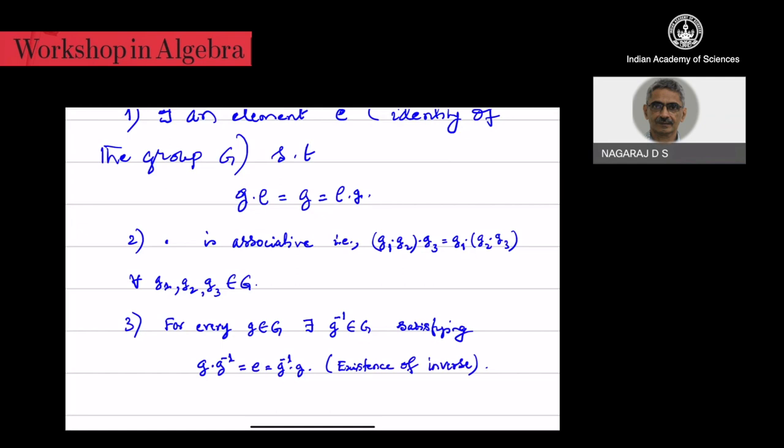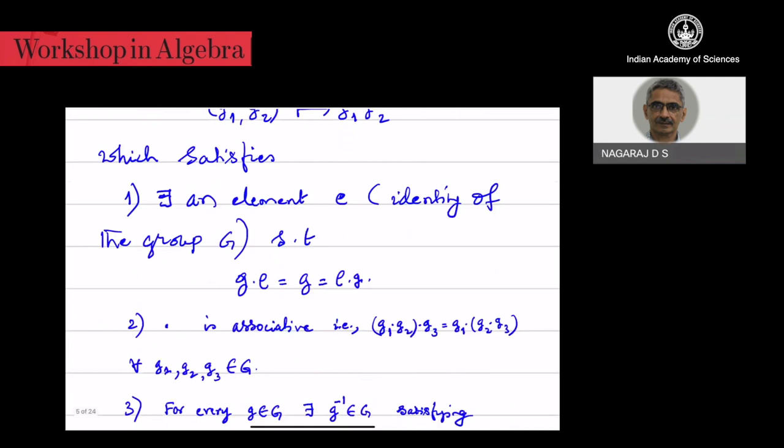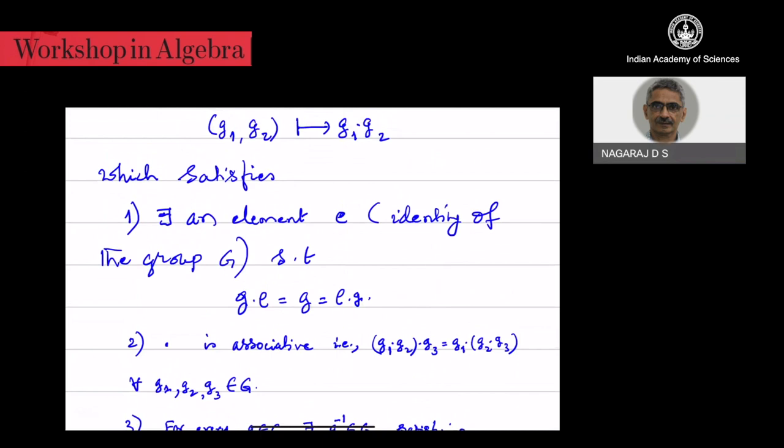So a group is a non-empty set together with a binary operation. That means it's a mapping from G cross G. G cross G consists of pairs of elements g1 and g2, which are elements of G. And for each pair, we have another element associated with it, which we denote by g1 dot g2, and which satisfies all these three conditions, namely there is an element e in the group G which satisfies the property that when you multiply any element g with e, or e with g, you get the element g itself.